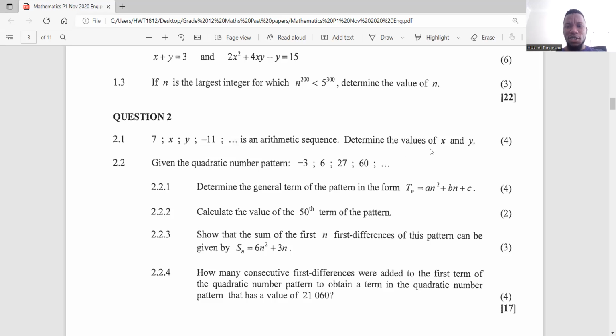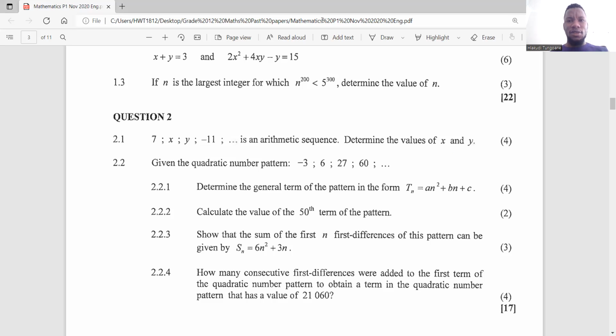So the question asks us to determine the value of x and y. I'm sure at this point you're already thinking simultaneous equations, right? That's correct. We need to solve simultaneous equations using the characteristics of an arithmetic sequence to solve this question. Okay, so I'm just going to open a whiteboard, then we can dive into it.